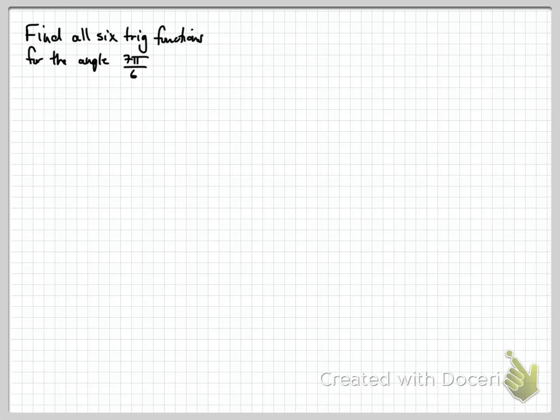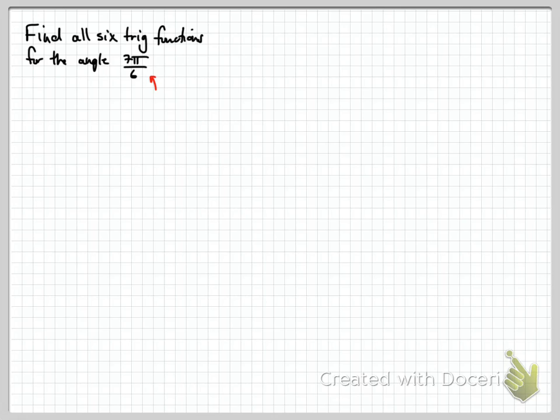All right, so in this example, we're asked to find all 6 trig functions for the angle 7 pi over 6. Now, the difference here is that we're actually told this angle's measure. What are we not told? We're not told any ordered pairs or any points that are going to be on this angle's terminal side.